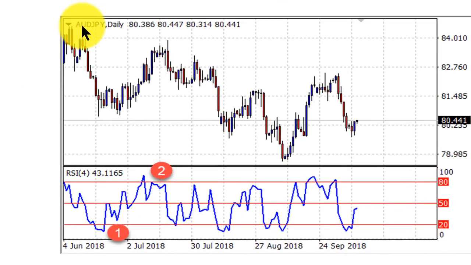So if we look at a chart of the Aussie yen, you will see that when the Aussie is weak relative to the yen, then the RSI is low. When the Aussie is strong compared to the yen, then the RSI will be high. So it's measuring the relative strength between the Aussie and the yen. And that's why it's called the relative strength indicator.